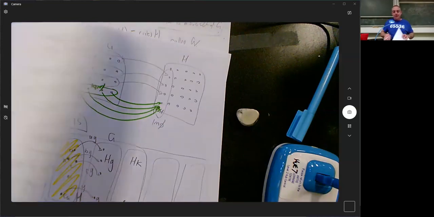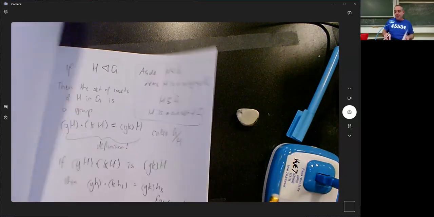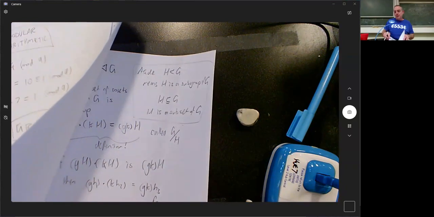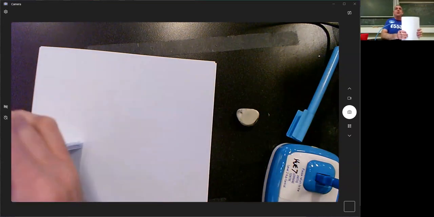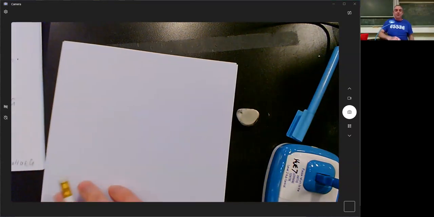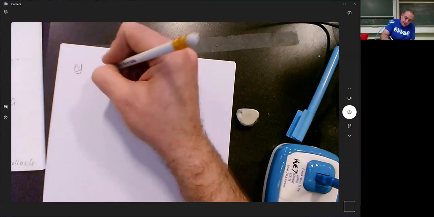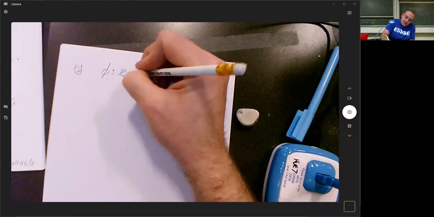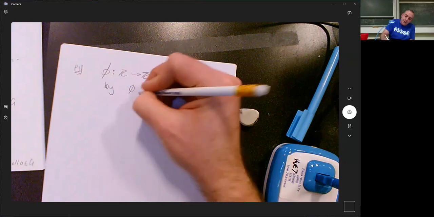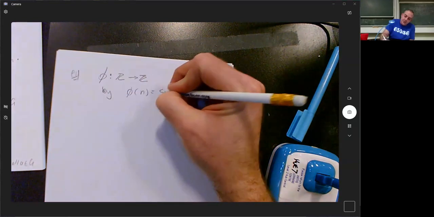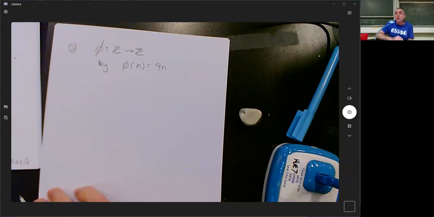So the big thing that they normally do with this is to prove that Z mod 4, for example, is actually the same as the factor group of Z under the homomorphism that goes from Z to Z. Like you can do this. Phi sends Z to Z by phi of n is 4n, for example. And this is a homomorphism.